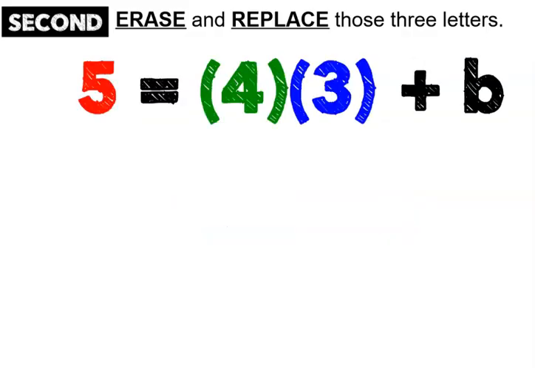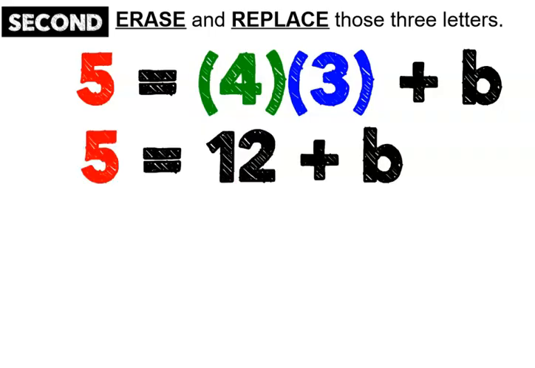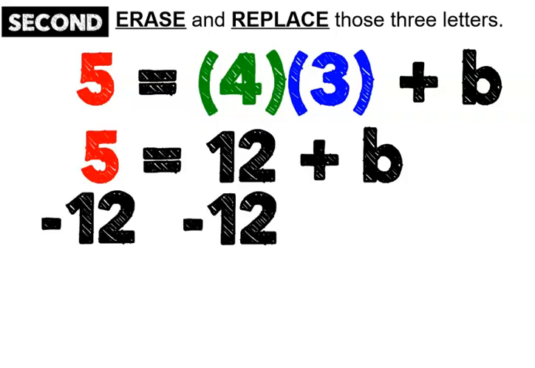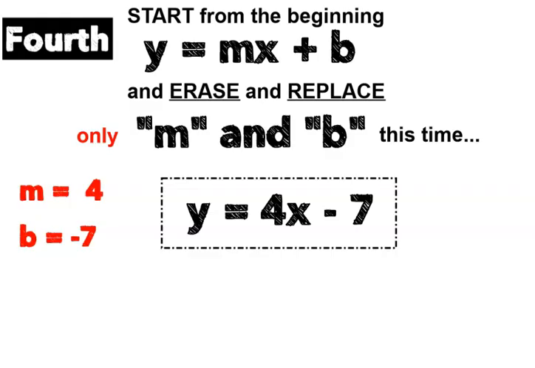Now, all I need to do is compute 4 times 3 and then solve for b. In order to solve for b, I'm going to need to subtract 12 from both sides. When I do that, I find the b value of -7. Now I've found the 2 values that I need, the slope, which is 4, and the b, or the y-intercept value, which is -7. So I'm going to go back to the beginning.